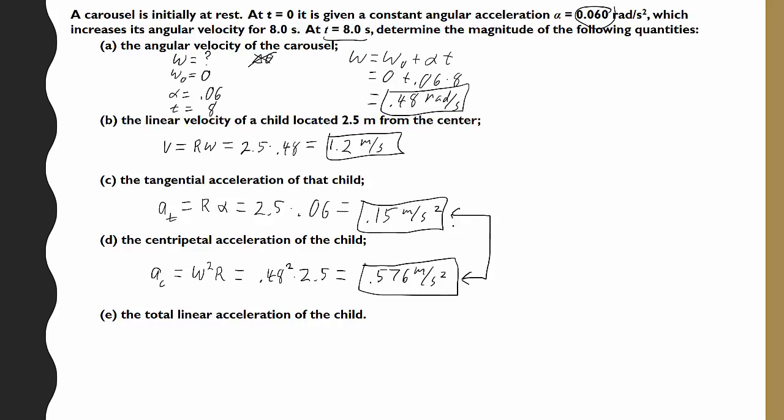So this is one of the situations where we have both types of acceleration, centripetal and tangential. So if we want to find the total, we need to add those two things together. We're going to do the square root of the sum of the squares, so 0.15 squared plus 0.576 squared, square root that whole thing, and we will get 0.595 meters per second squared.